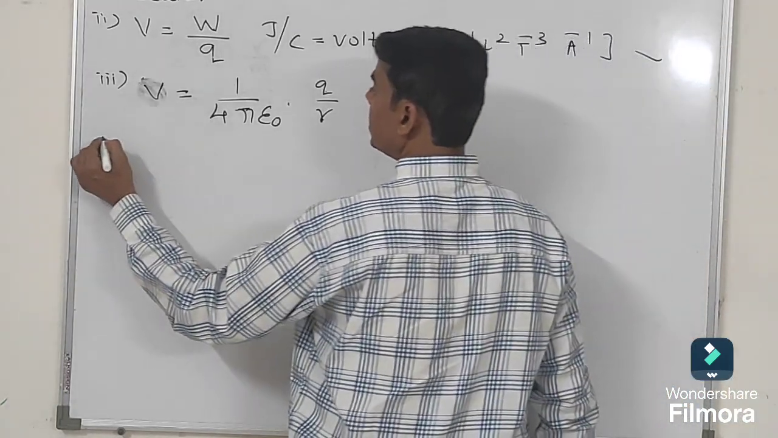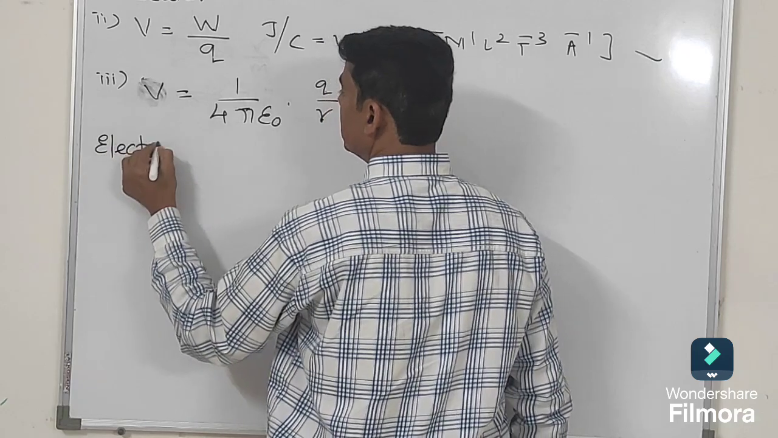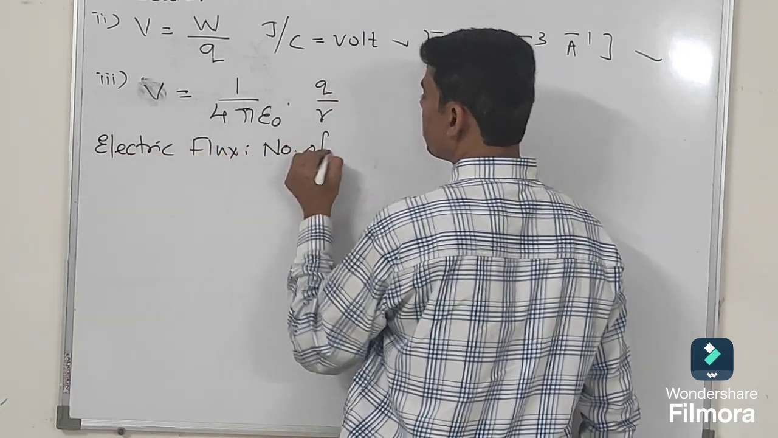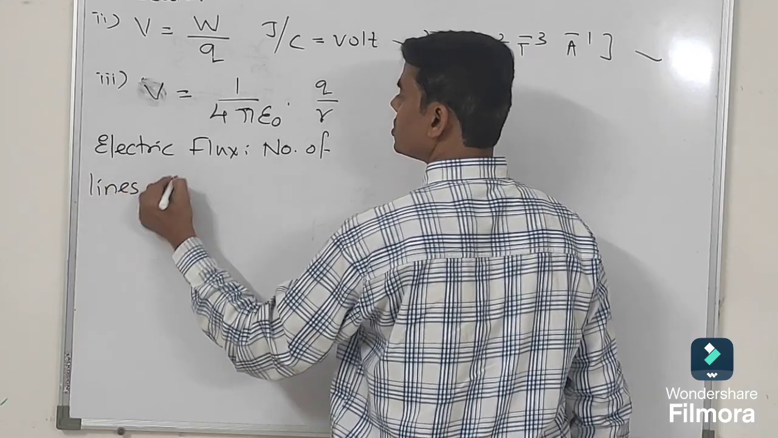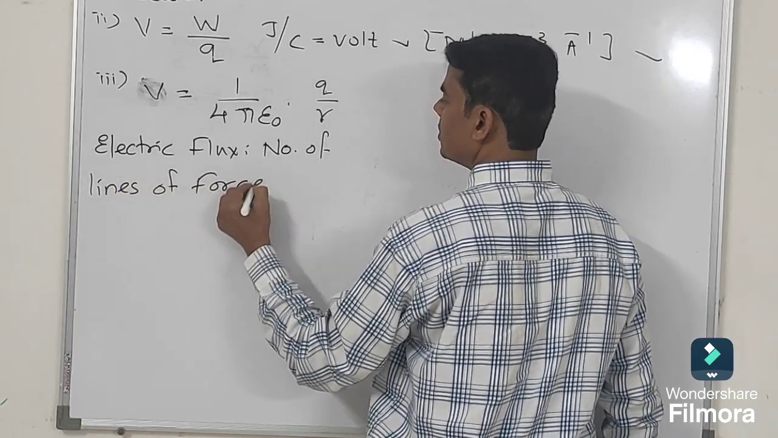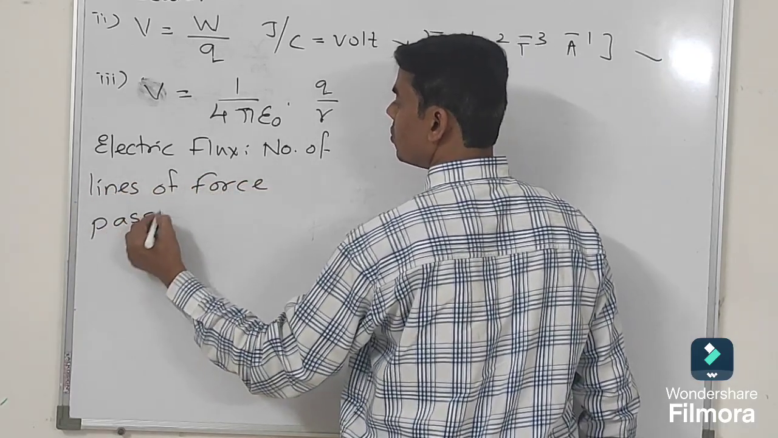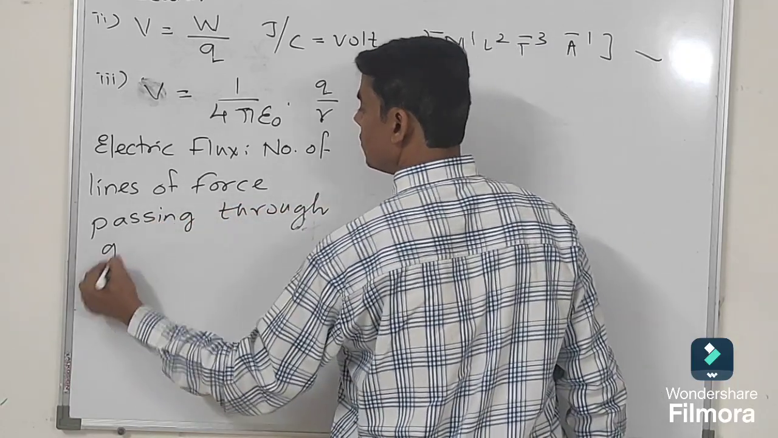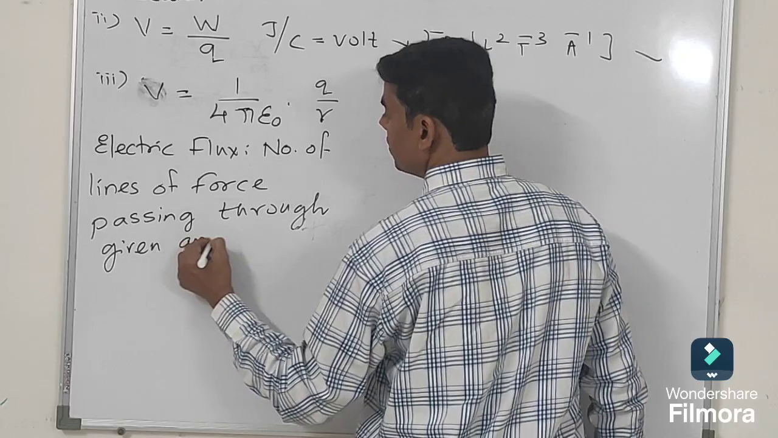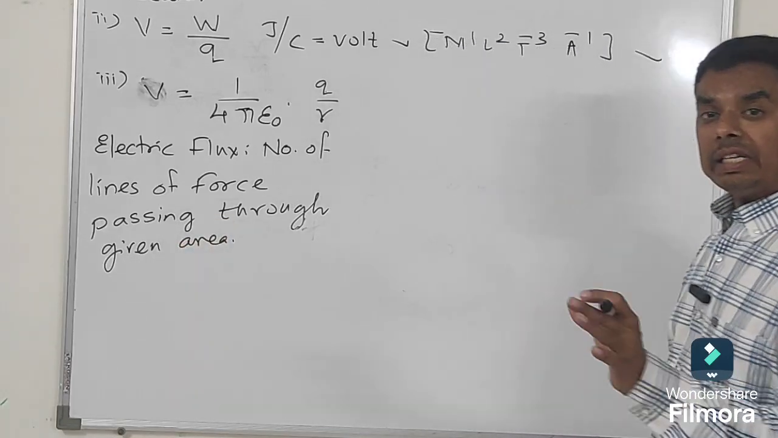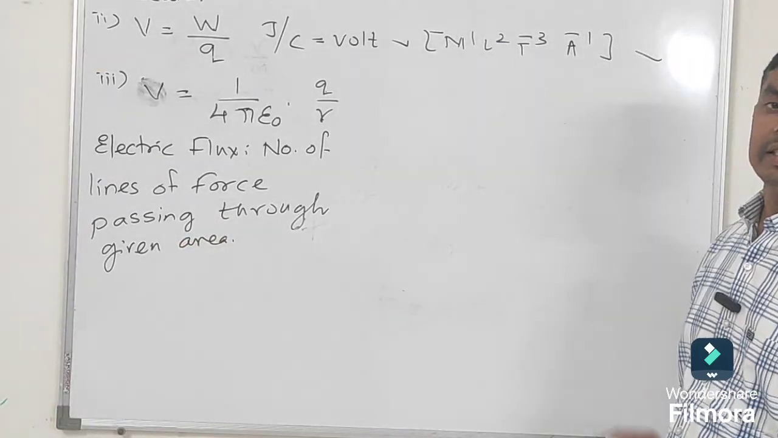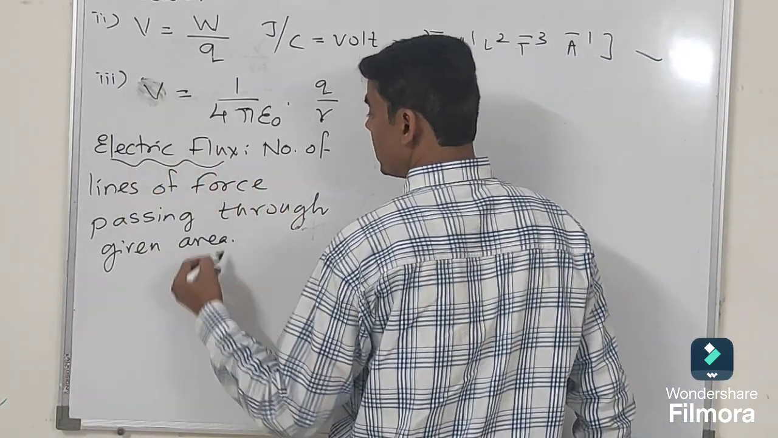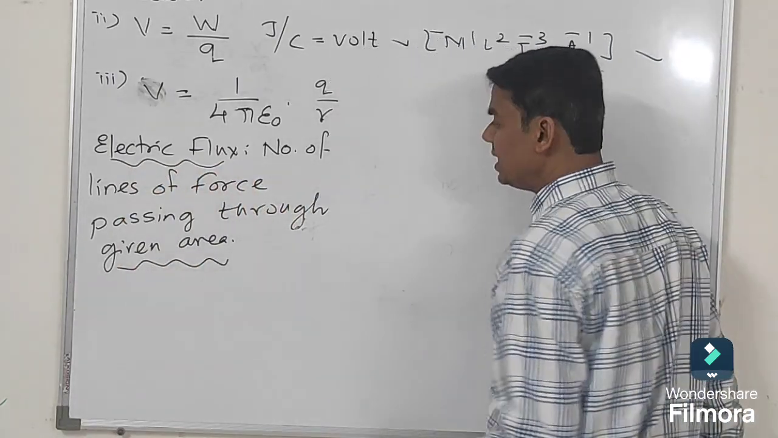Then we are going to find electric flux. What is electric flux? It is the number of lines of force passing through or coming out normally through a given surface area. When it was unit surface area, it is electric intensity or electric flux density. But electric flux is the number of lines of force passing through a given area.